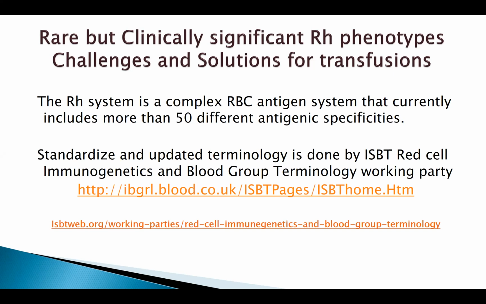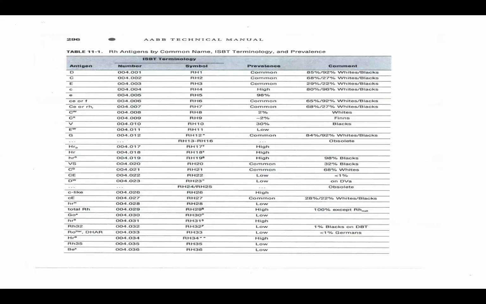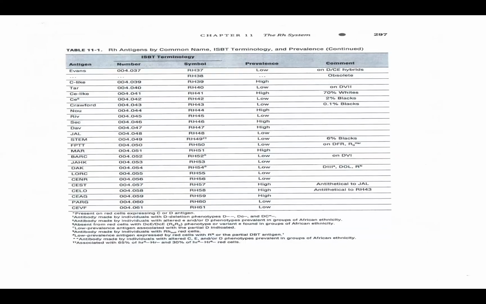Currently, it includes 54 different antigens, and updated terminology is done by ISBT, the blood group terminology. You can find Rh antigens and common names in the AABB Technical Manual. Complete names are there, 54. Of course, you see 61 antigens, 7 of them are obsolete. So the tables are there.